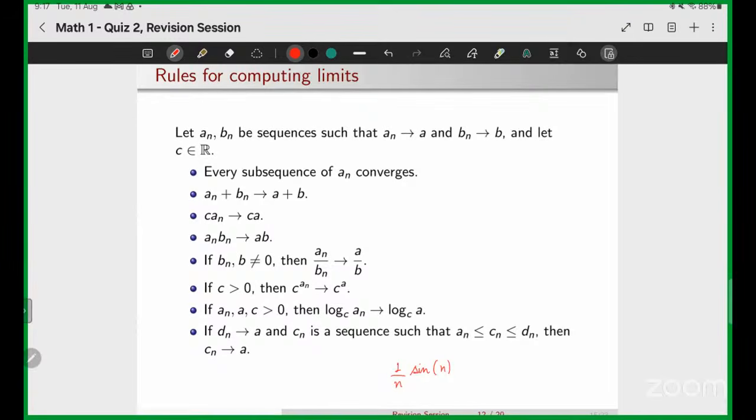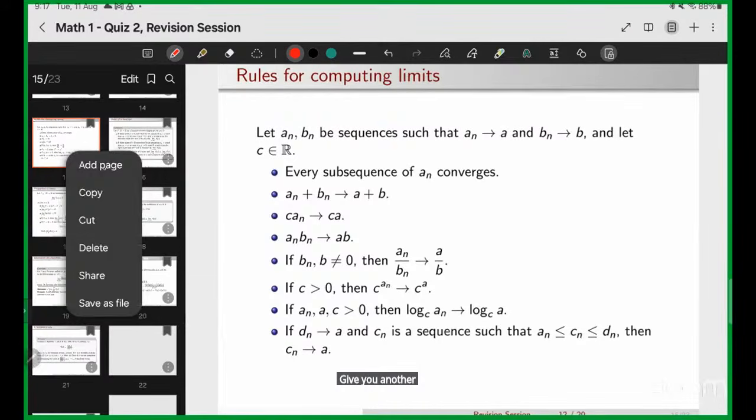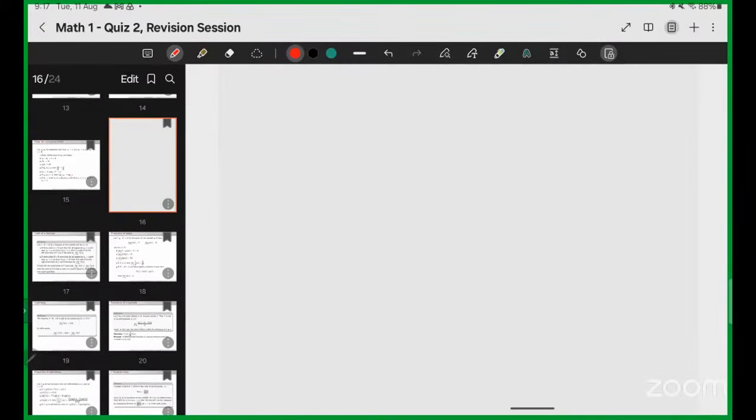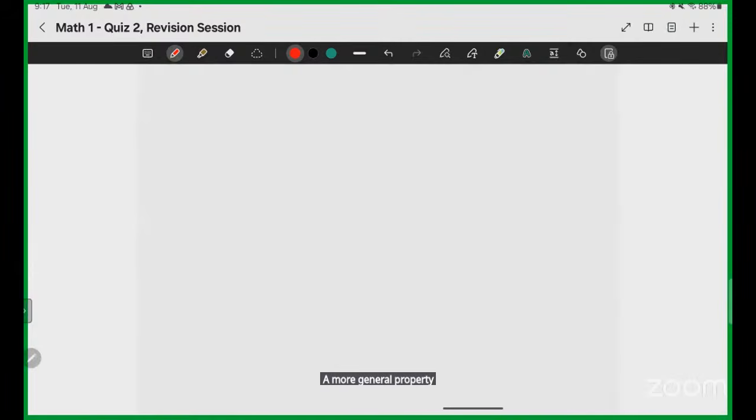This is a very standard classical example. Does this sequence converge? Instead of doing this, let me give you a more general property, which is a consequence of the sandwich theorem. Let's just have one sequence. Let an be a bounded sequence.